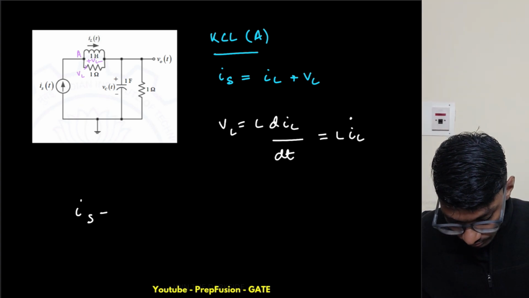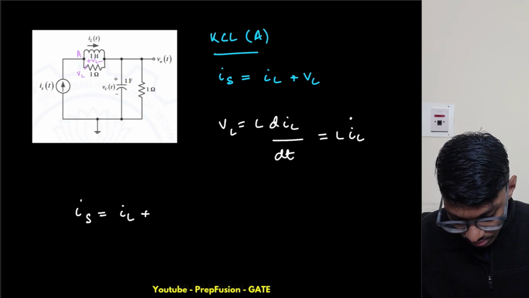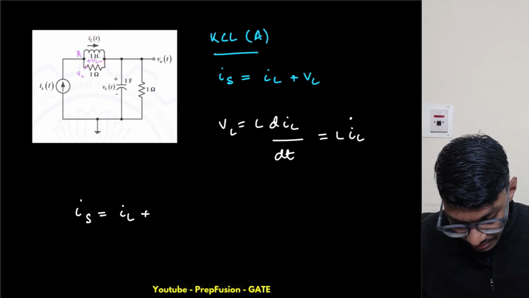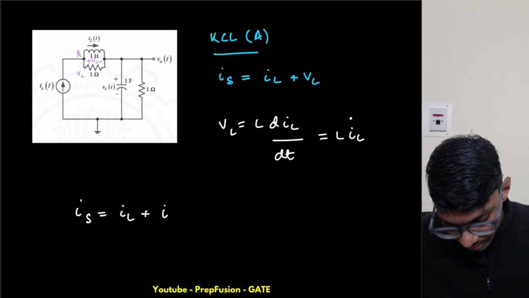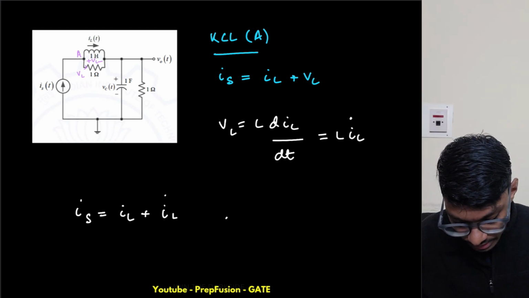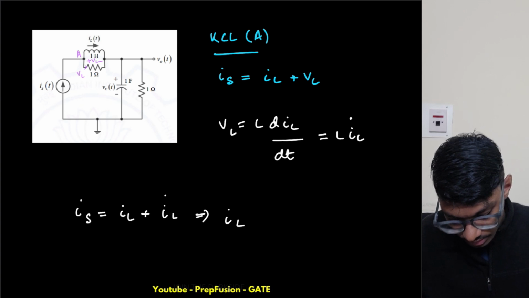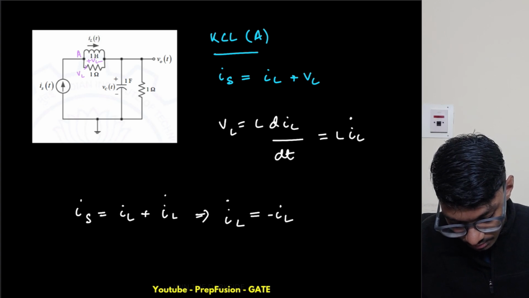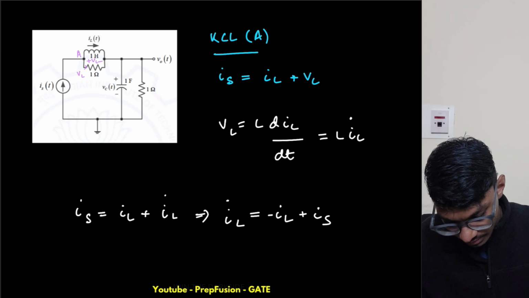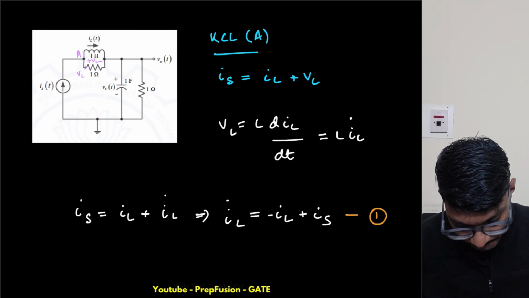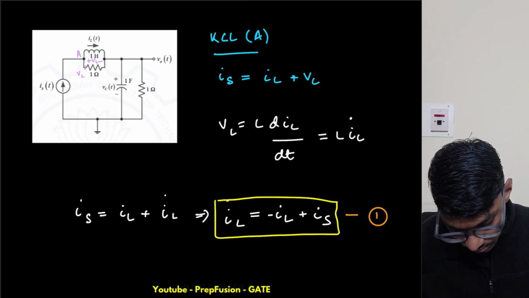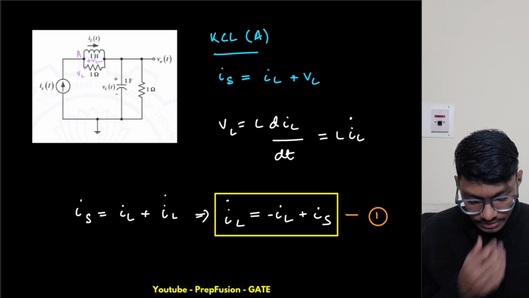Now I can rewrite this equation: IS equals IL plus L dIL by dt. L is 1 here, so simply I can write IL dot. Now I can take the IL on the left hand side. So my equation will be something like this: IL dot equals minus IL plus IS. This is my first equation basically.